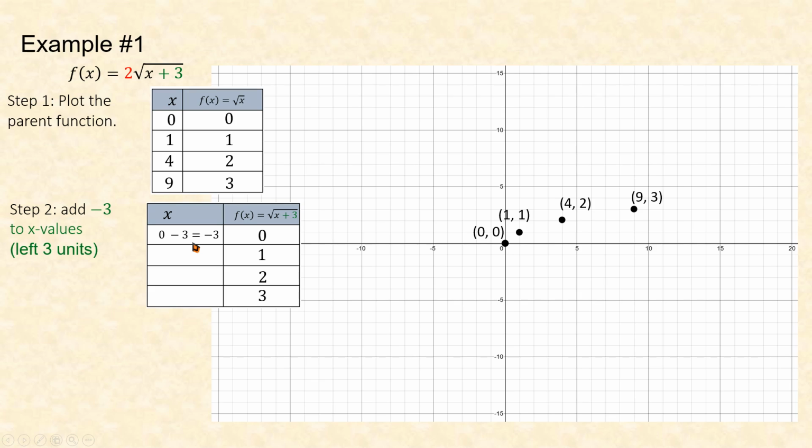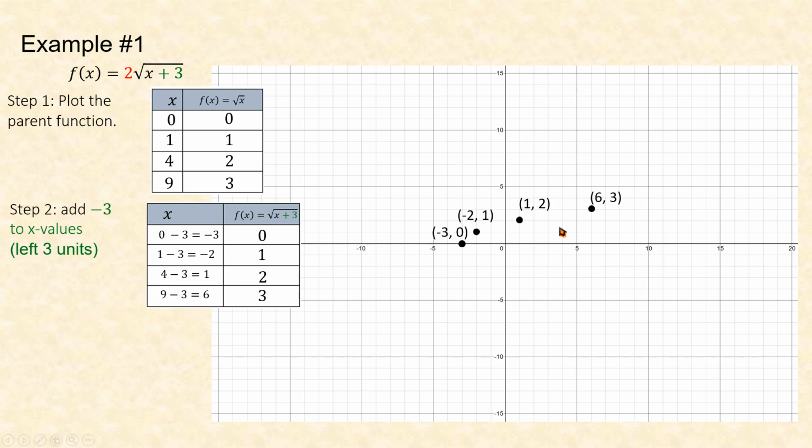So 0 plus -3 is -3. 1 plus -3, or subtract 3, is -2. 4 minus 3 is 1. 9 minus 3 is 6. So remember, this is a positive 3. That's why I'm subtracting 3 to the x values. And of course, with the new values, all my points shift to the left 3. And these are my new points, okay?